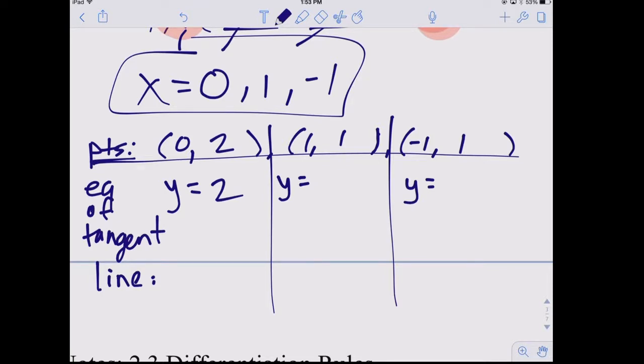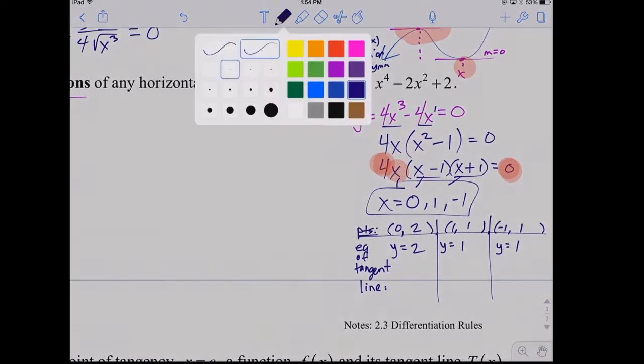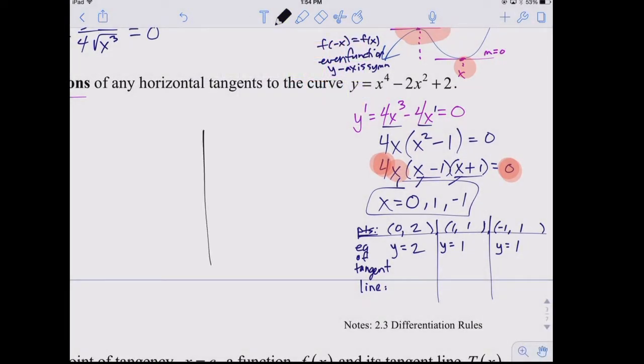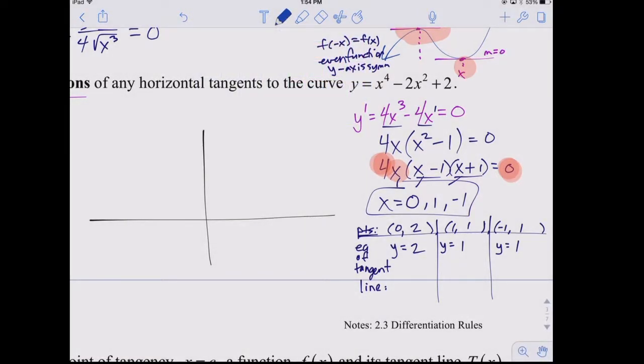And, of course, the one that passes through the point 1, 1 would be y equals 1, and then y equals 1 again. Same line, but tangent at a different point. It has to be the same y value that the point is. Now, notice just with this little bit of work, and recognizing that it's an even function, we could sketch this graph pretty accurately. I have 3 ordered pairs that I can graph. I have the point 0, 2, and then I got the point 1, 1, and negative 1, 1.